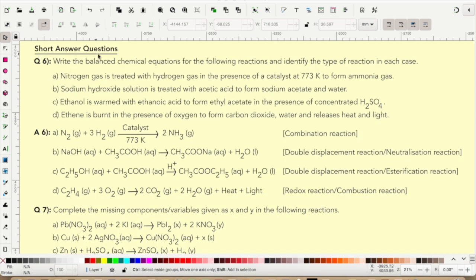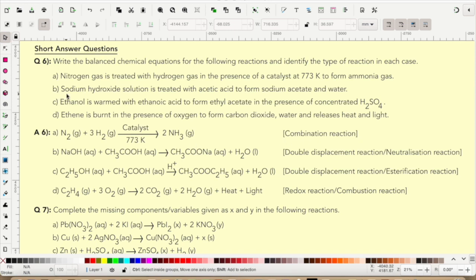Now let us see short answer questions. Question number 6. Write the balanced chemical equations for the following reactions and identify the type of reaction in each case. First one is nitrogen gas is treated with hydrogen gas in the presence of a catalyst at 773 Kelvin to form ammonia gas. The balanced chemical equation is N2 plus 3H2, in presence of catalyst and at 773 Kelvin, makes 2NH3, and the type of reaction is combination reaction.